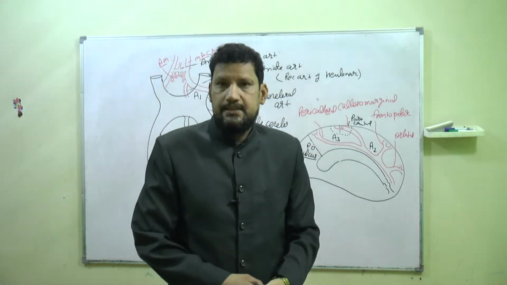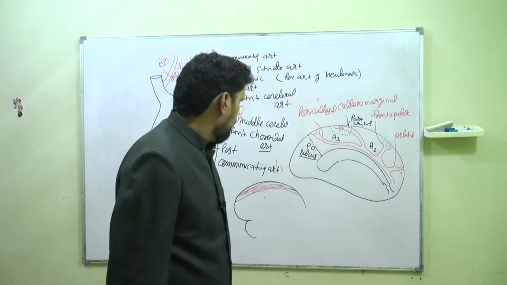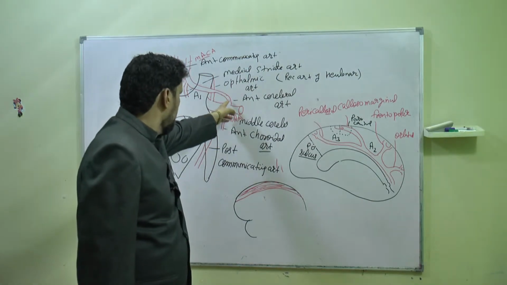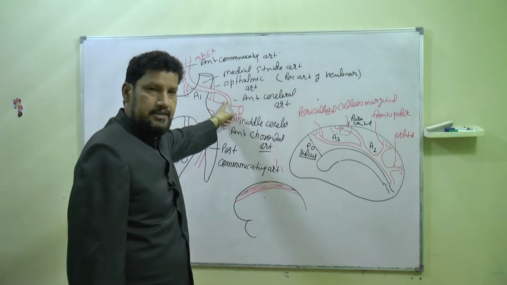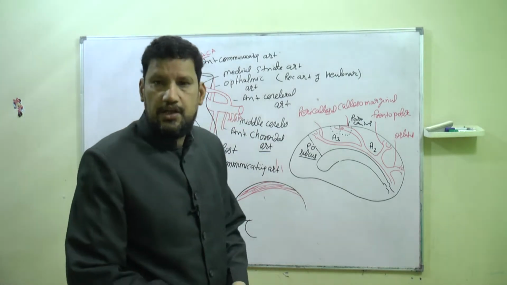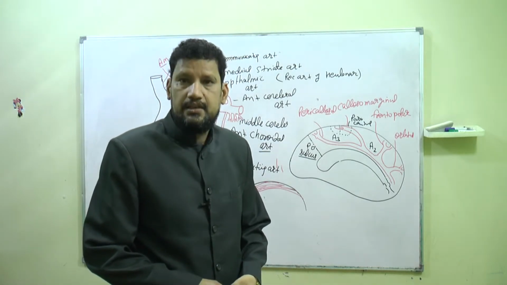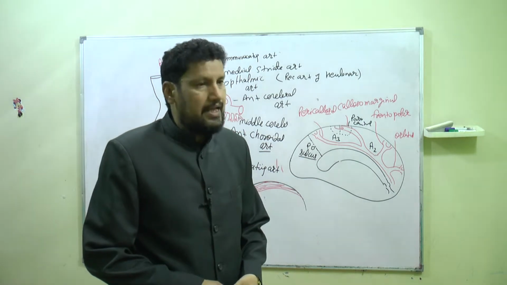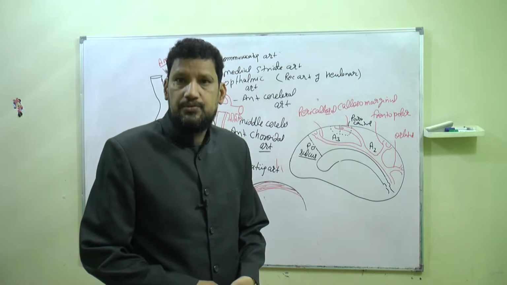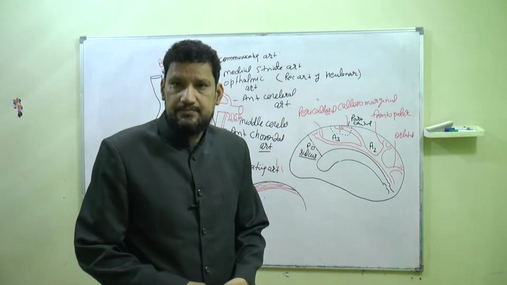Now we will see the middle cerebral artery. There are two terminal branches of the internal carotid artery, the anterior cerebral artery, and the larger one or continuation of the internal carotid artery is the middle cerebral artery. And mainly this artery supplies blood to the lateral surface of the cerebral hemisphere.